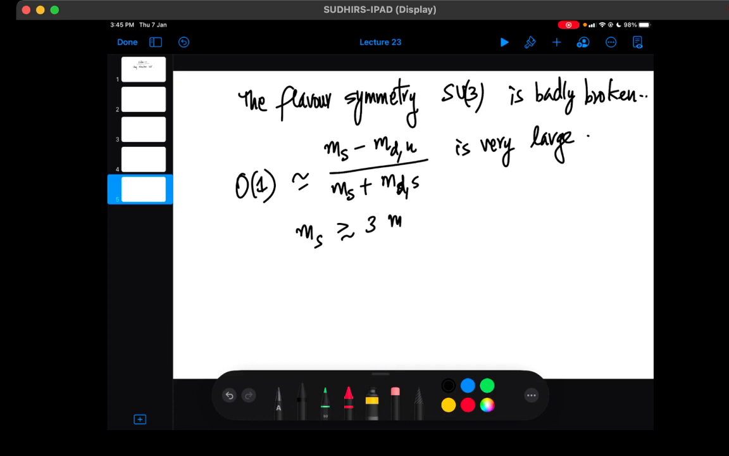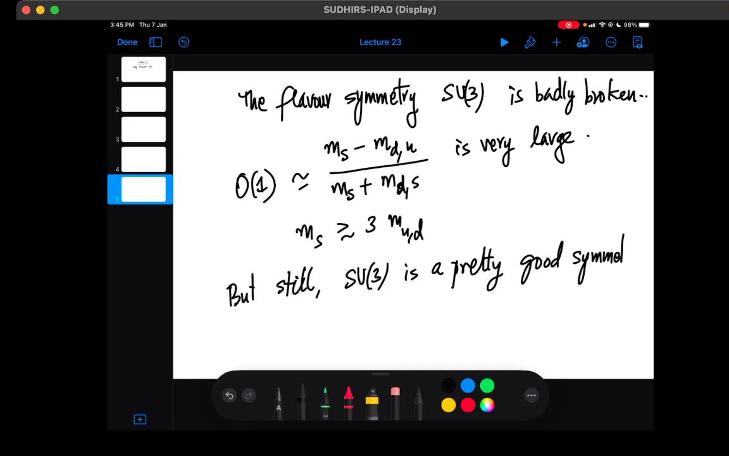But still, SU3 is a pretty good symmetry to understand the composition and classification of mesons and baryons.